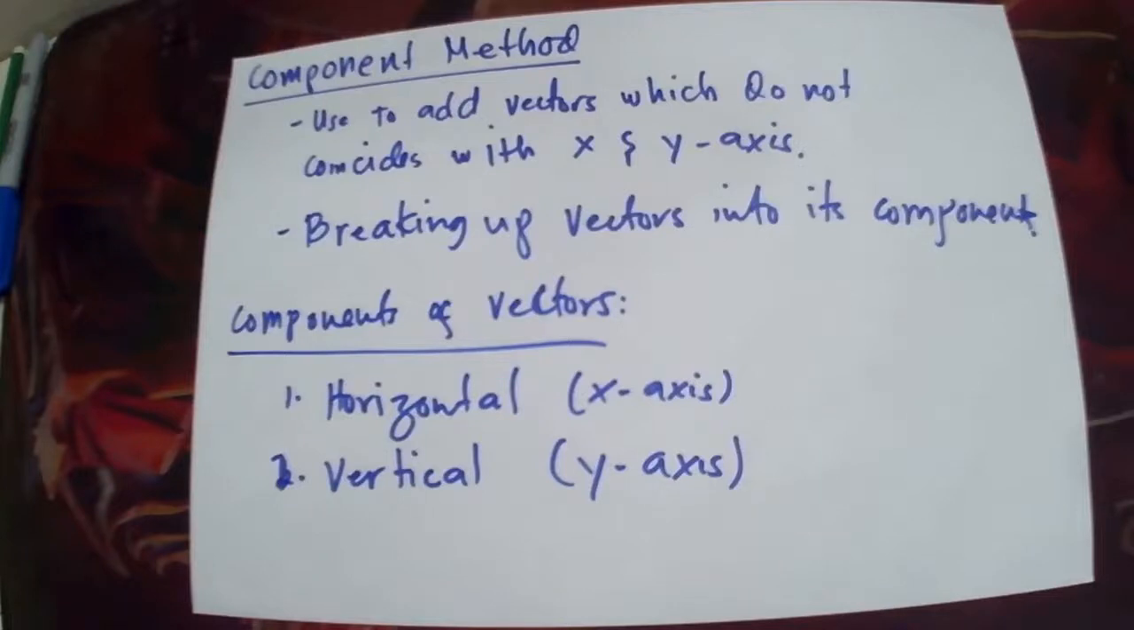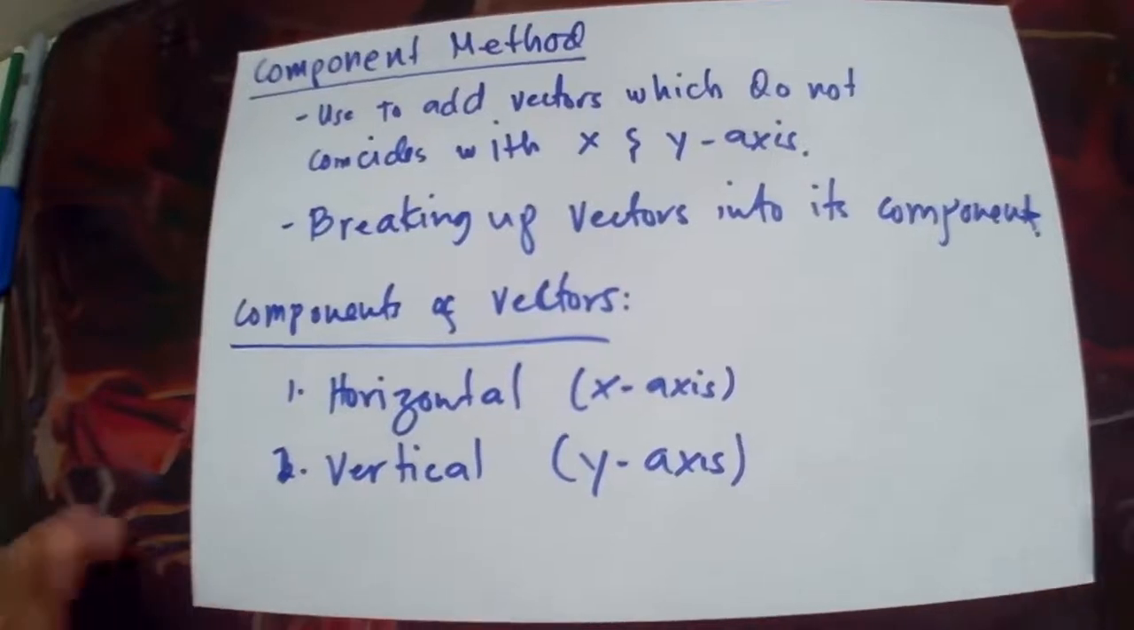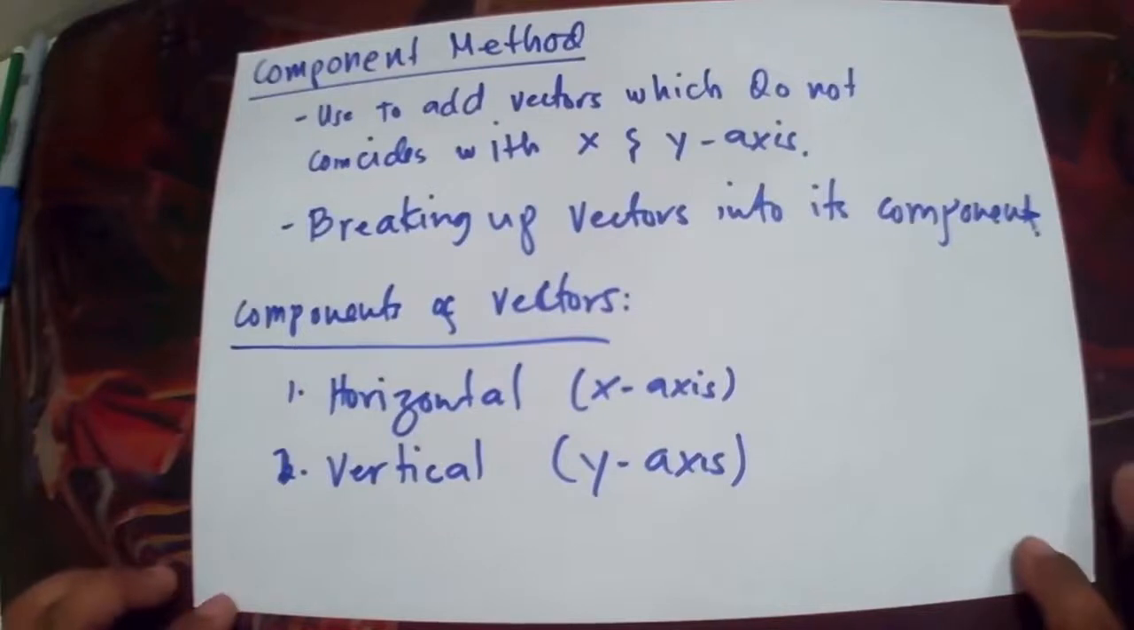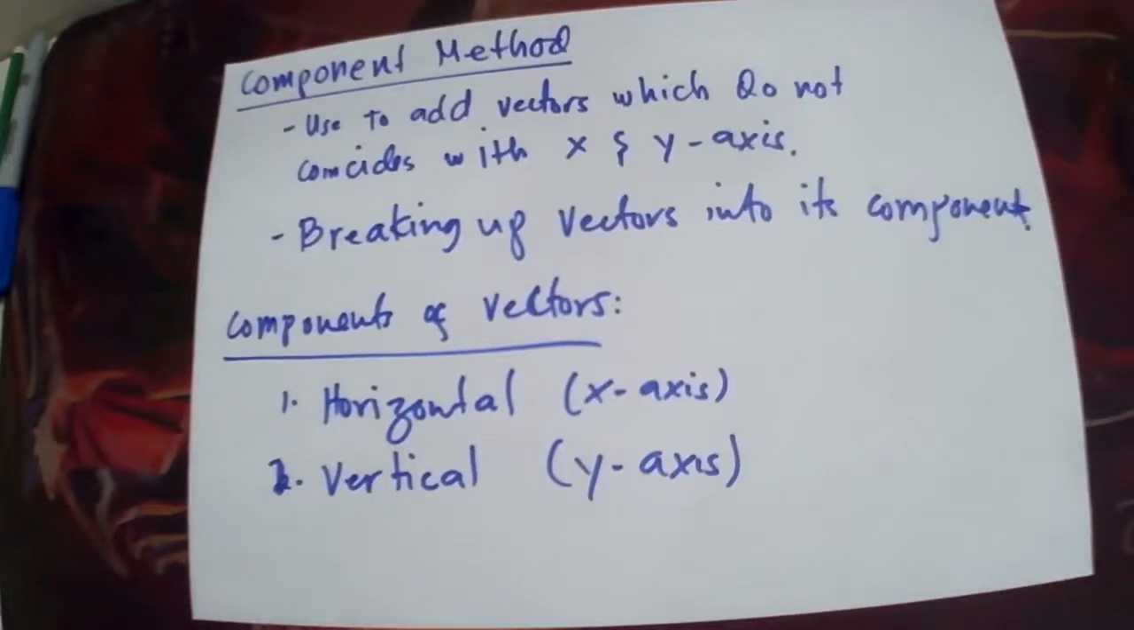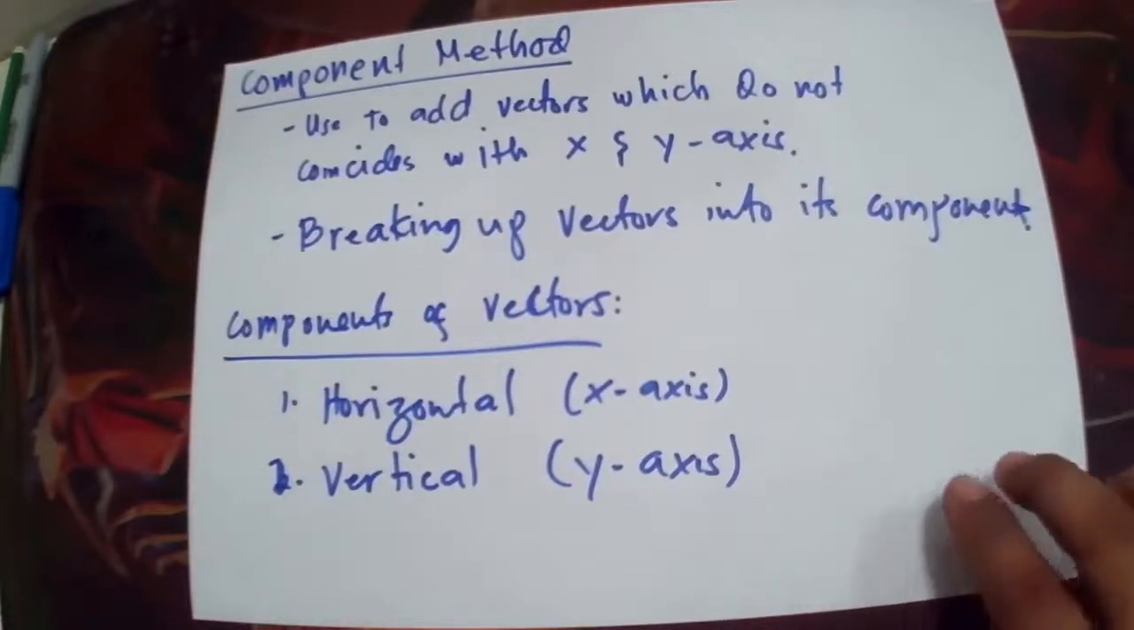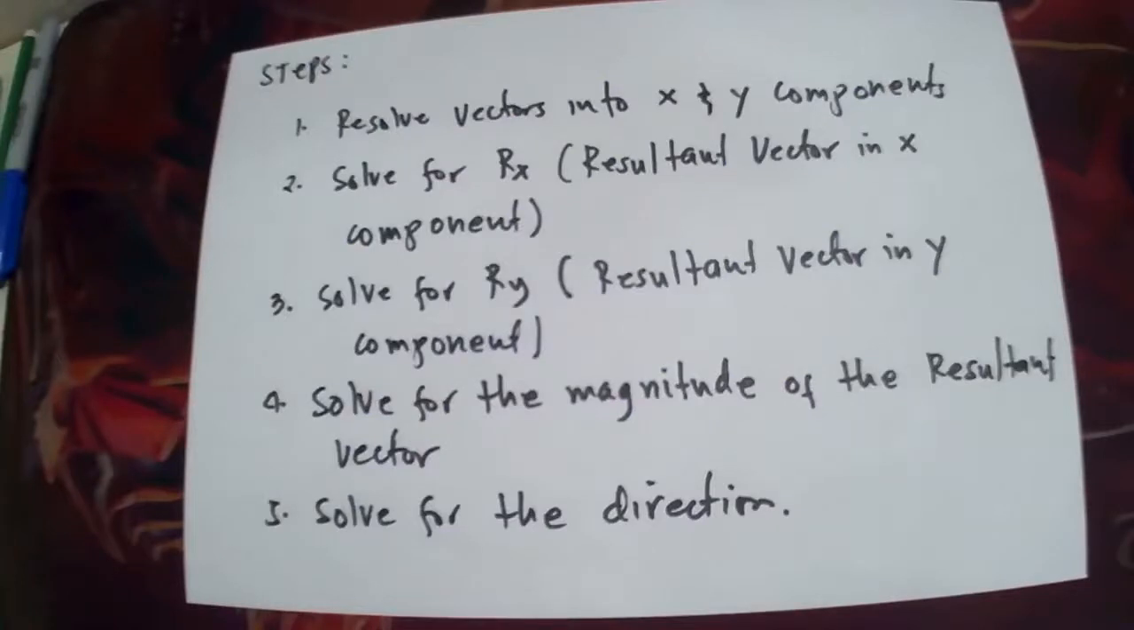So what are those components that we have in the component method? The first one is the horizontal component, or the x-axis of the vector, and the second one is the vertical component, or the y-axis of the vector. So these are the components of vectors that we're going to consider in breaking up vectors into their components. So these are the steps in resolving vectors.